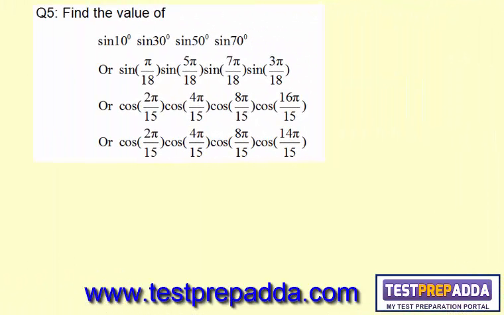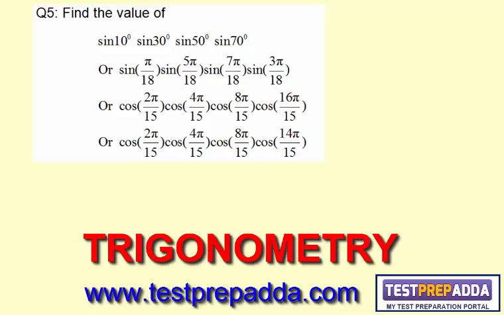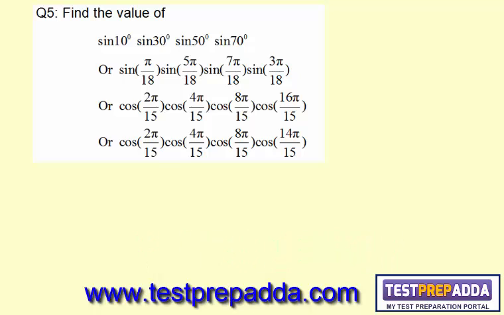Fifth question. Find the value of sin 10 degree into sin 30 degree into sin 50 degree into sin 70 degree. Then sin pi by 18 into sin 5 pi by 18 into sin 7 pi by 18 into sin 3 pi by 18. And similarly in cos. Actually, all these questions are the same. I'll explain how. First of all, I'll take the first one.